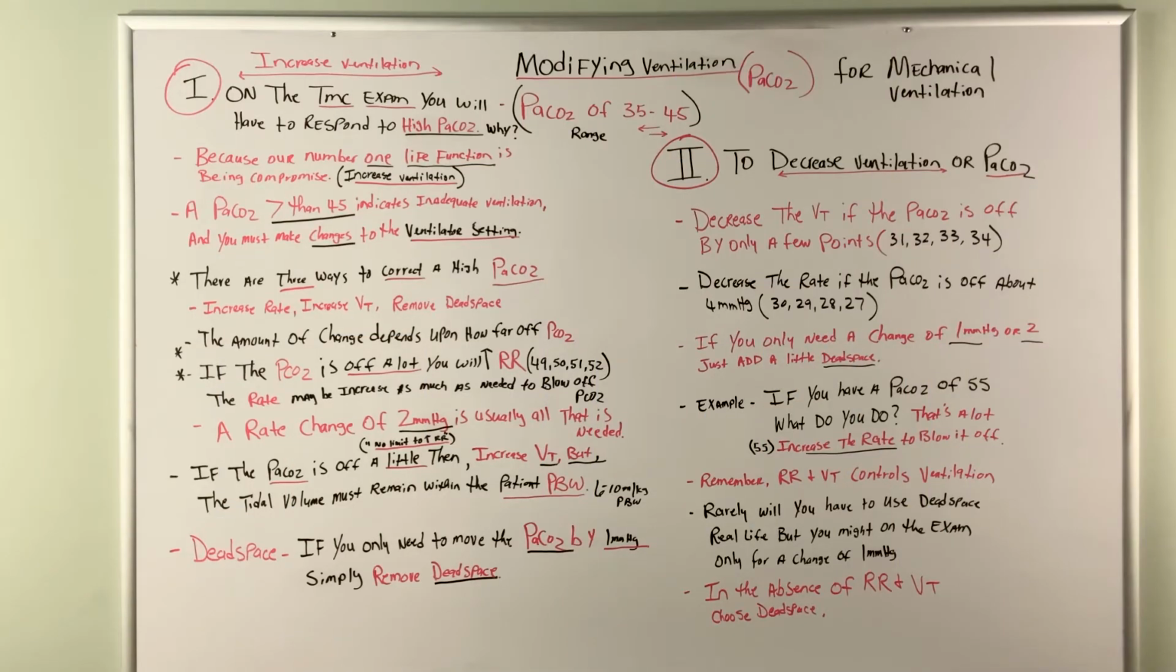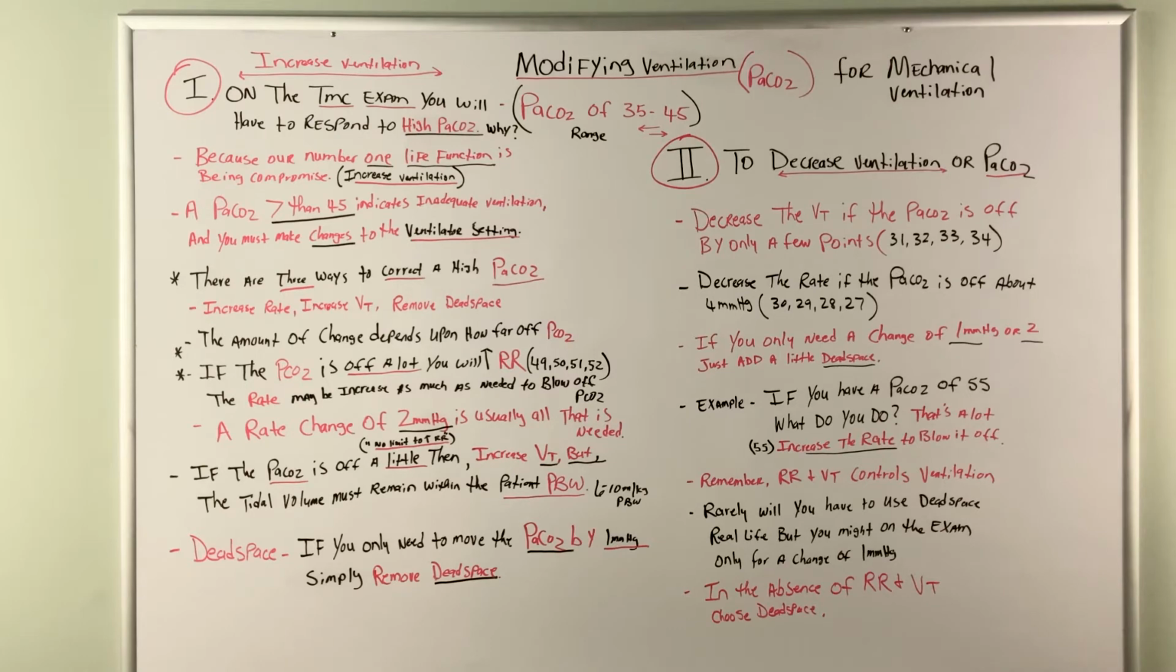Okay, guys, as I said, we are talking about modifying ventilation. On the TMC exam, you will have to respond to your patient's high CO2 levels. Now, remember that the normal CO2 is 35 to 45, but the CO2 represents our number one life function, which is ventilation. Whenever ventilation is compromised, we have to act. And tonight, we are correcting the patient's high CO2 and the patient's low CO2.